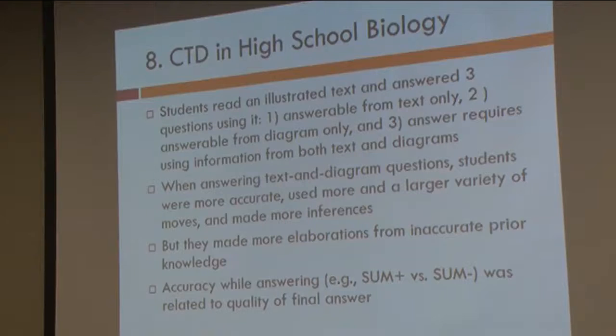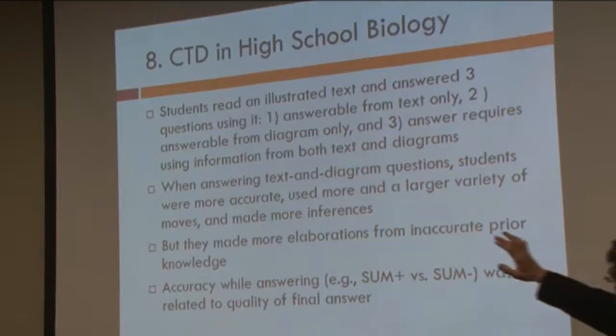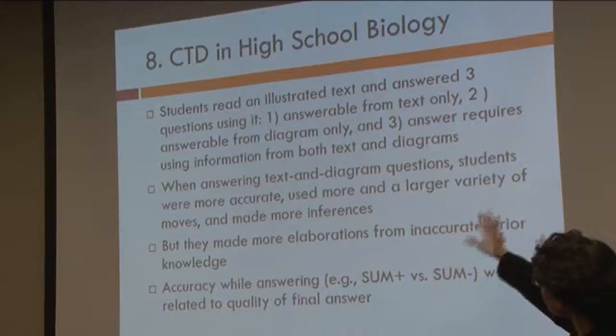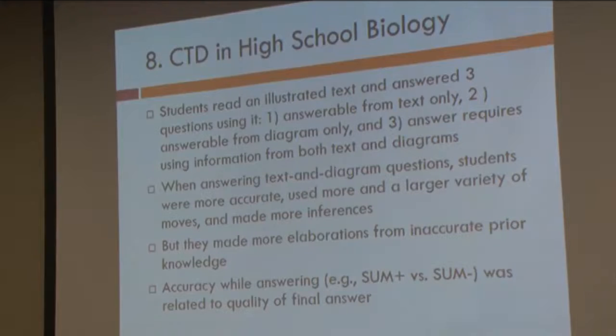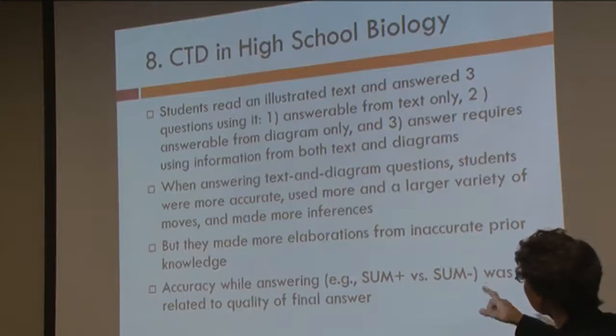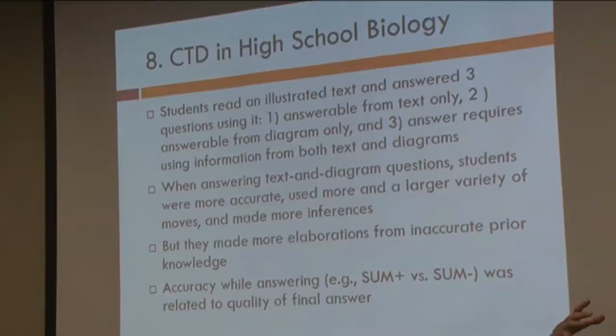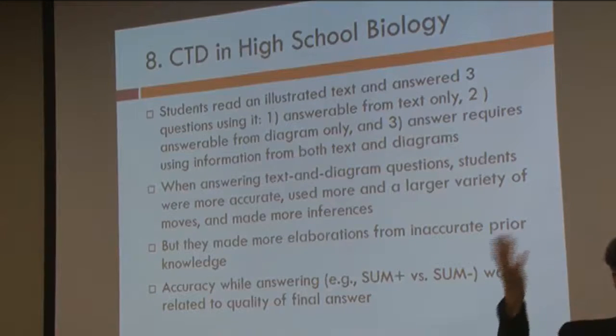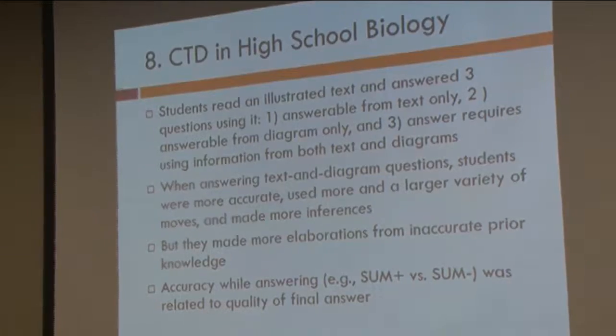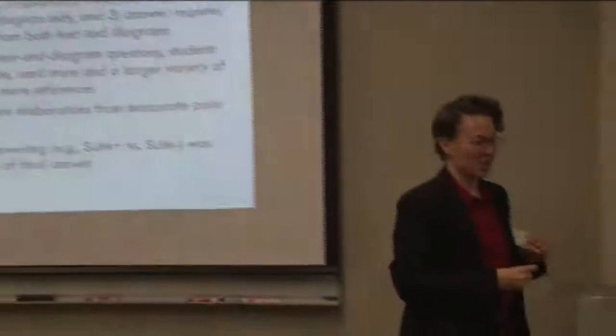What's interesting is they really did do better when they were in the text and diagram questions in terms of the accuracy. And they also used more different moves and a larger variety of moves, and they made more inferences. But interestingly, when they were in the diagrams, they were activating some inaccurate prior knowledge and then doing these fairly sophisticated but wrong knowledge elaborations.